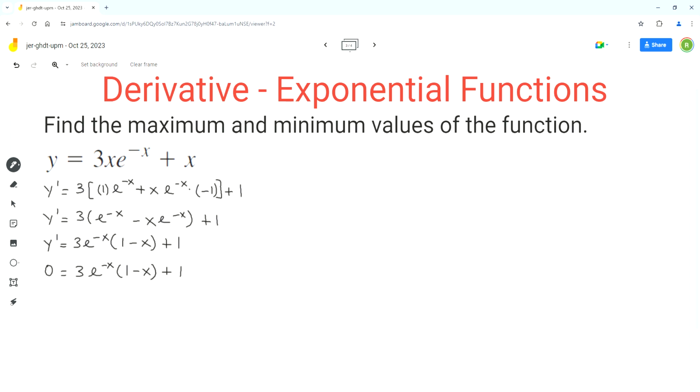Now this equation is made up of two types of functions, the exponential function e to the power negative x and the polynomial function 1 minus x. Now we cannot solve this equation the regular way because of this 1 that's being added to this function. Now this equation will be equal to 0 if the value of this term is equal to negative 1, because negative 1 plus 1 will become equal to 0.